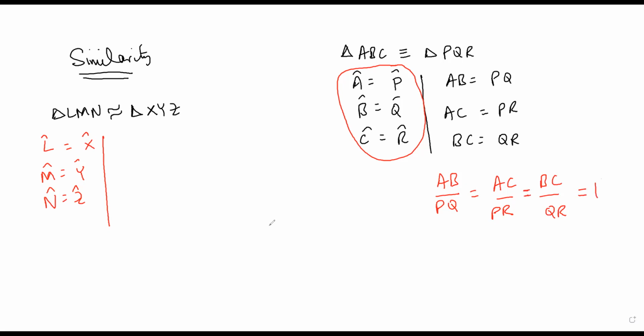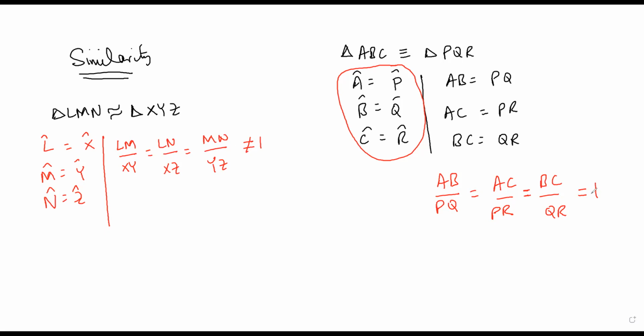But in this case, the side LM over the side XY will be equal to the side LN over the side XZ, which is equal to the side MN over the side YZ. And this time, this will not be equal to 1. This can be any other number, any other fraction, positive number, but it will not be equal to 1.